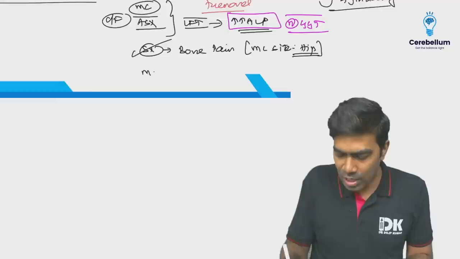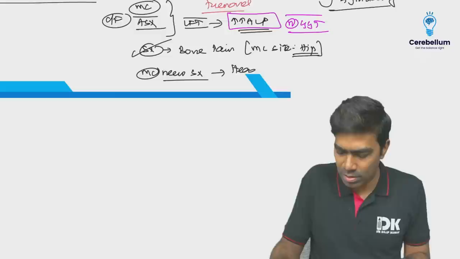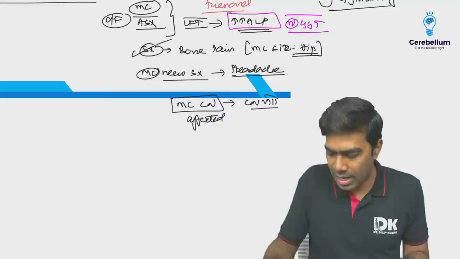And if they ask you the most common neurological symptom, it is deafness. Sorry, headache. Headache is the most common neurological symptom. And if they ask you the most common cranial nerve that is affected, it is the 8th cranial nerve causing deafness. Most common cranial nerve that is affected in Paget's disease is the 8th cranial nerve, which is going to result in development of deafness. Okay, that's the most common cranial nerve that is affected.